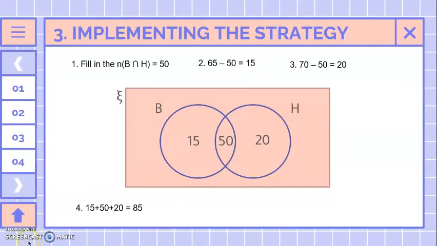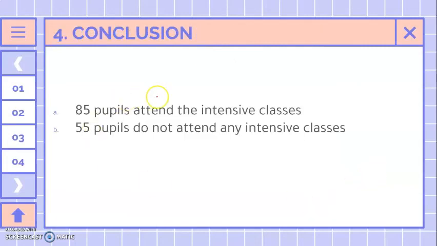Okay, so to calculate the second question, which is people who do not attend any intensive classes, we will have to subtract from the total, which is 140 minus 85. So you will have 55 who do not attend any intensive classes. So it will be here. So the conclusion is 85 people attend the intensive classes and 55 people do not attend any intensive classes.